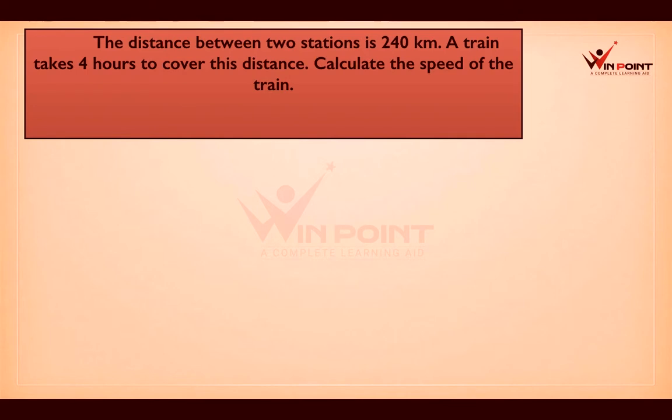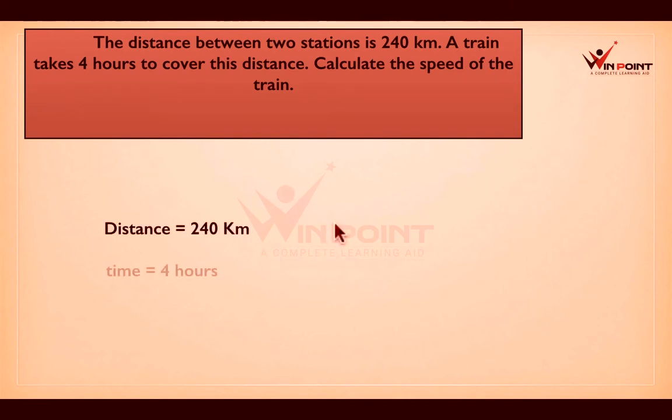The distance between two stations is 240 km. A train takes 4 hours to cover this distance. Calculate the speed of the train. We need to find the speed. Here the distance is given and time is given. Distance is in kilometers and time is in hours. No need to convert anything here.